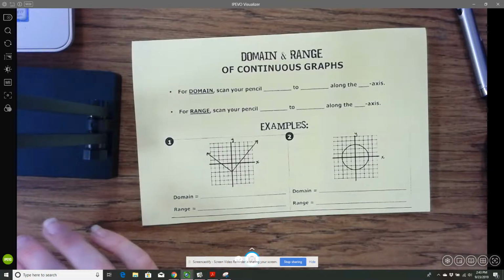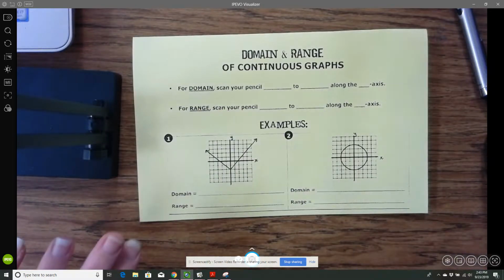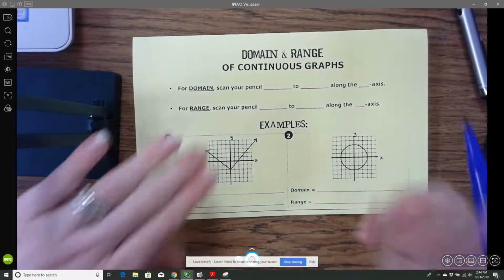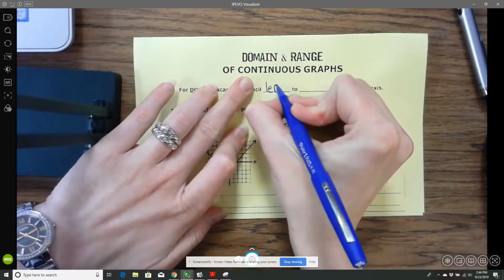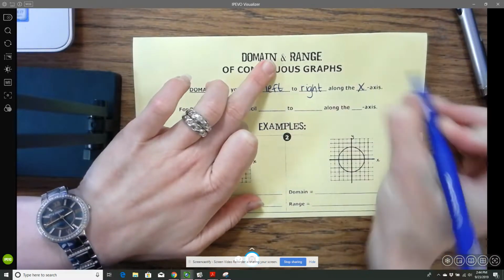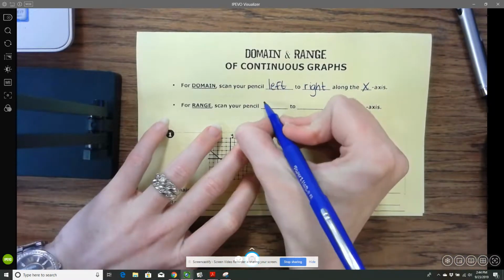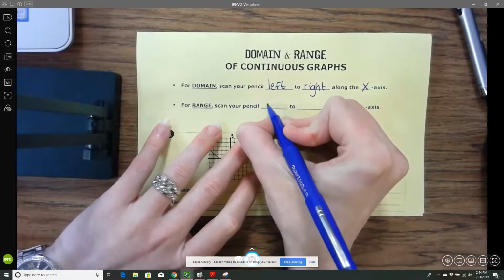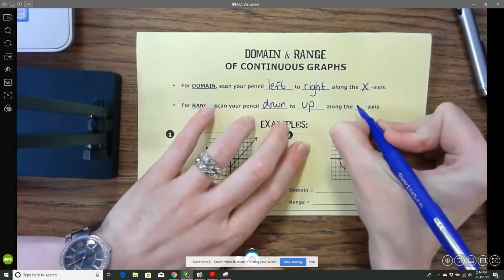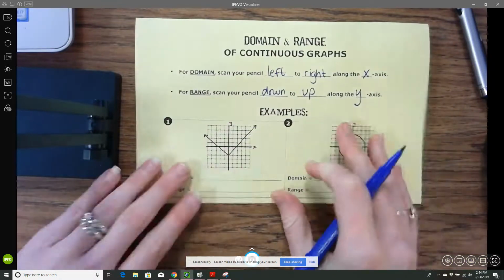This video is for domain and range of continuous graphs. So for domain, you're going to scan your pencil left to right along the x-axis. And then for range, you're going to scan your pencil up to down or down to up, either way, along the y-axis. So examples here.